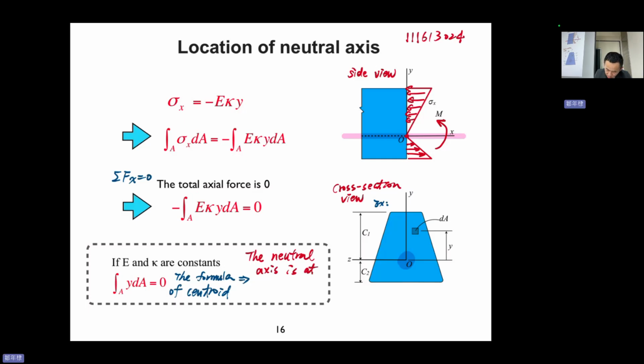So this tells us the neutral axis is at the centroid of the cross section. So our answer is simple. For the area, where is the neutral axis? Centroid. OK, do you understand?